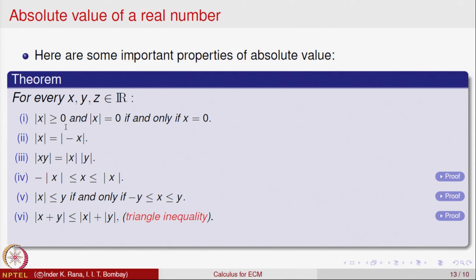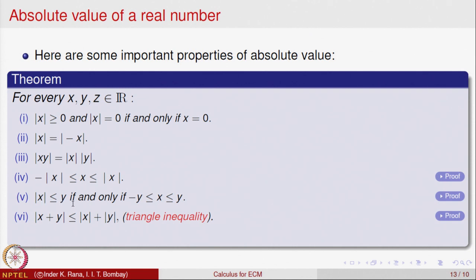This distance is always bigger than or equal to 0, it is 0 if and only if x is 0. So, distance of x is the same as distance of minus x. And the absolute value of the product is the product of the absolute values, and here are the inequalities: the number x is always bigger than or equal to minus mod x and less than or equal to mod x, because depending on whether x is positive or negative, it will be equal.